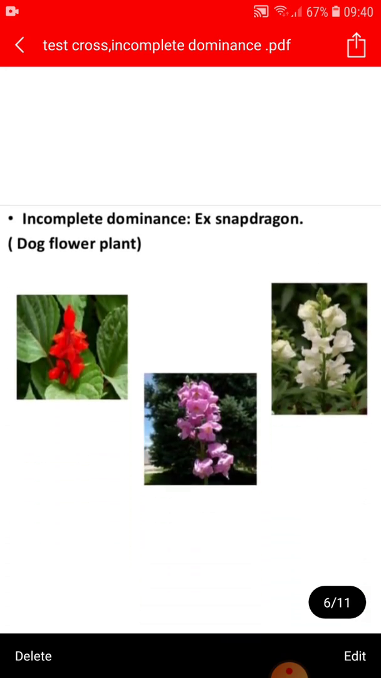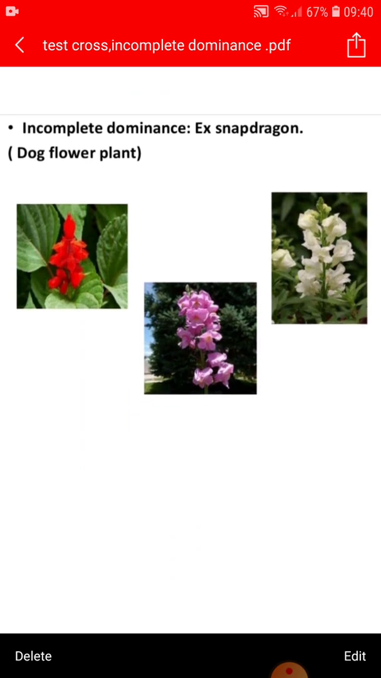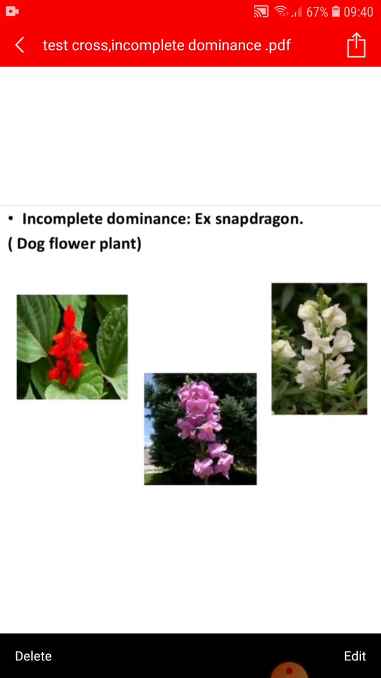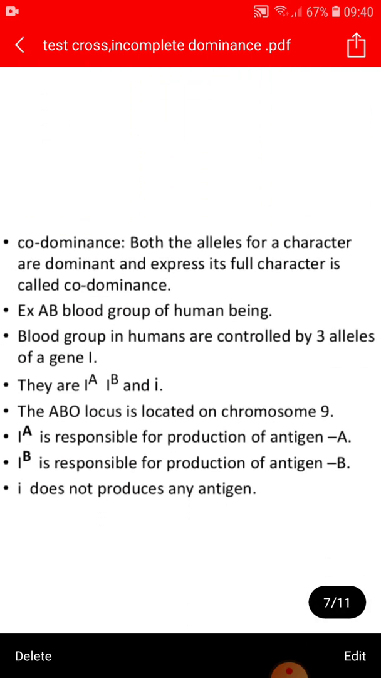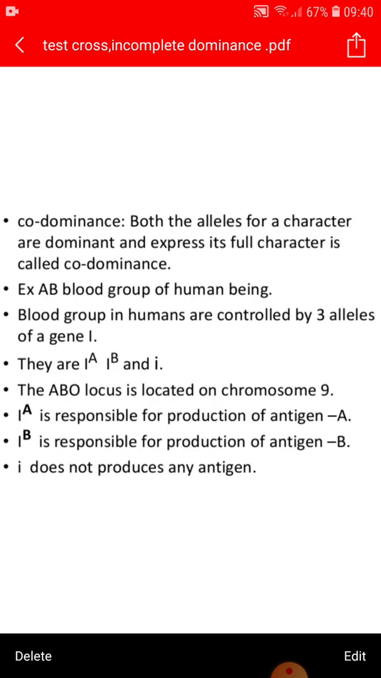Here is the diagram showing incomplete dominance, which is also shown by the snapdragon flower, also called the dog flower plant. This also showed this type of incomplete dominance where both the alleles get expressed and show a different color. So the next exception to Mendel's law is codominance. Codominance is the case where both the alleles are expressed at the same time. This results in a different phenotype of the heterozygous individual.